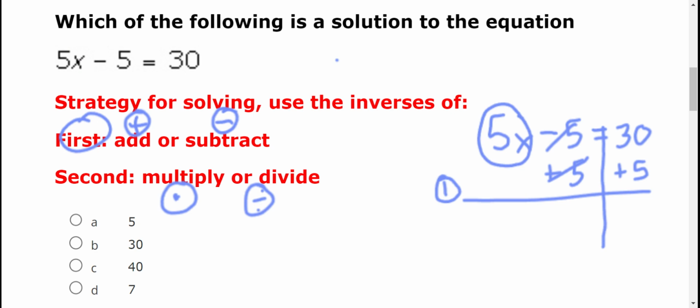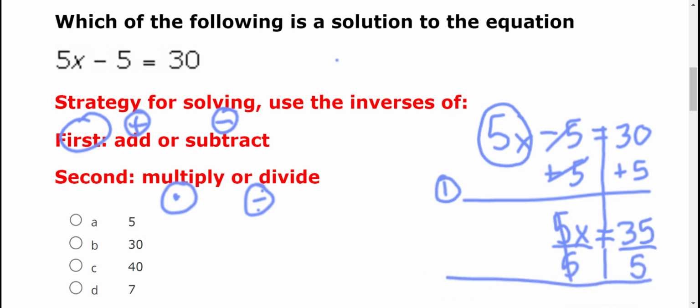Minus 5 plus 5 is going to cancel, so we're left with 5x equals 35. Go down here a little bit more. And then step 2, we're going to divide by 5. And that's going to be x equals 35 divided by 5.